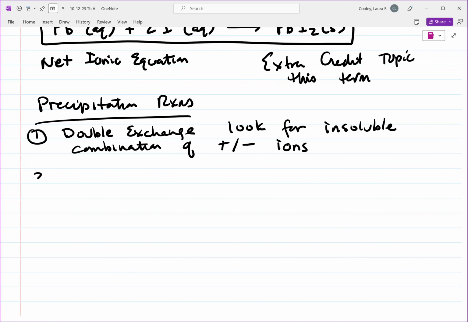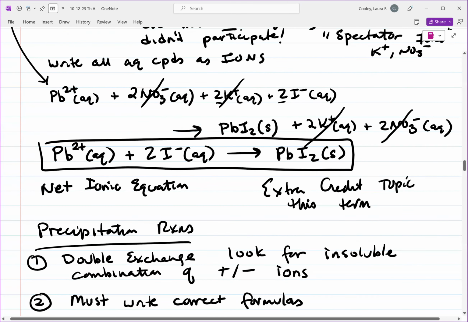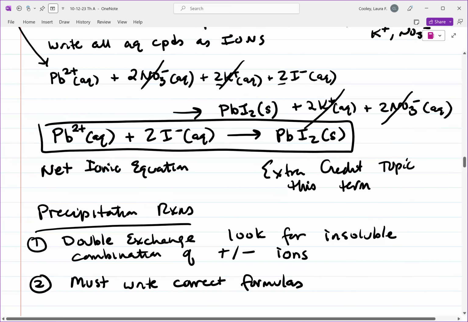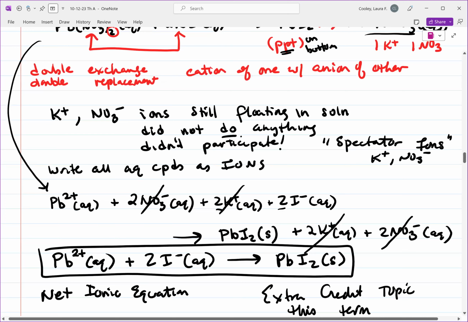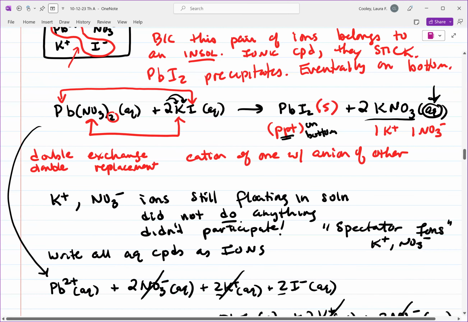Okay, the second thing you want to do is you must write the correct formulas. And what I mean by that is, if we go back and look at the equation here, remember we don't have what's on the right at first. If you were to say, okay, I have 2 nitrates here, so my nitrate on this side must have 2 of them in the formula.